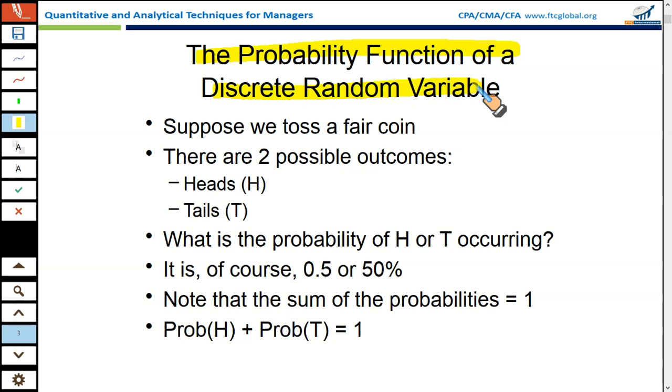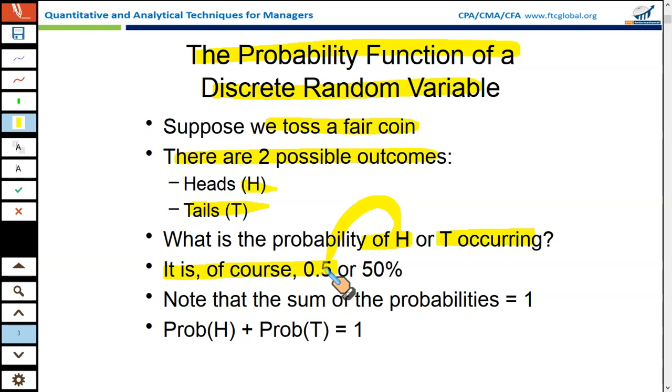So suppose we toss a fair coin and there are two possible outcomes. Either you get a head or a tail, of course. That is the two possibilities we have. So what is the probability of head or tail occurring? Clearly, they are both equally likely to occur. So it is of course 0.5 for each. The probability of getting a head is 0.5 and the probability of getting a tail is again 0.5, or 50%.